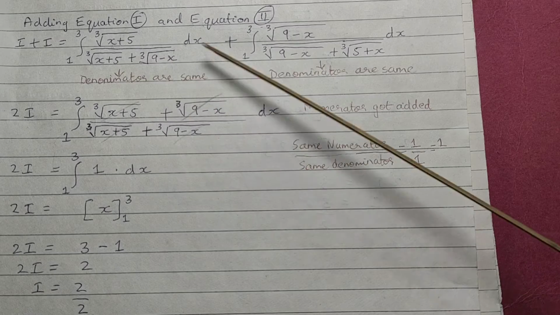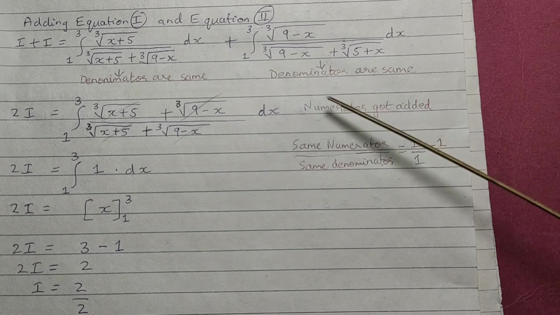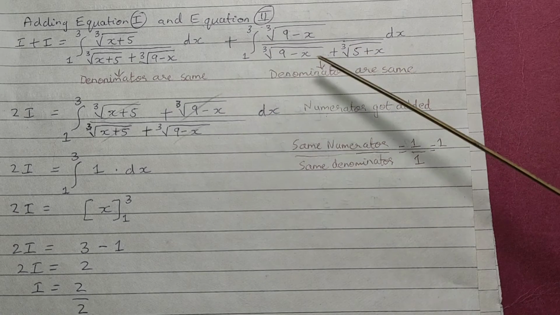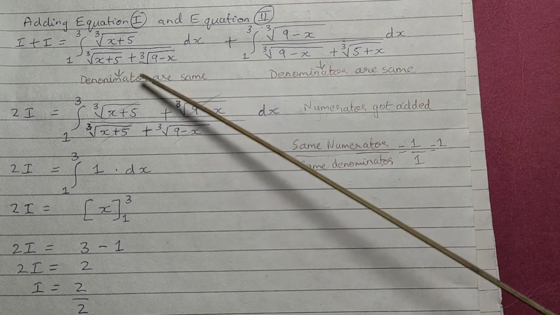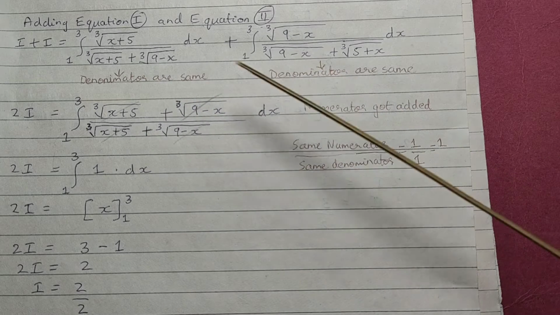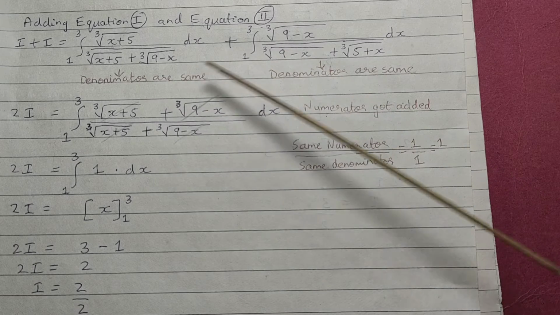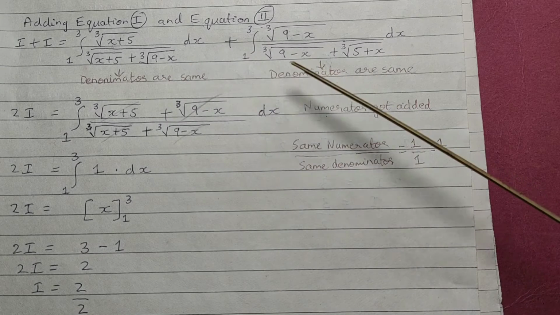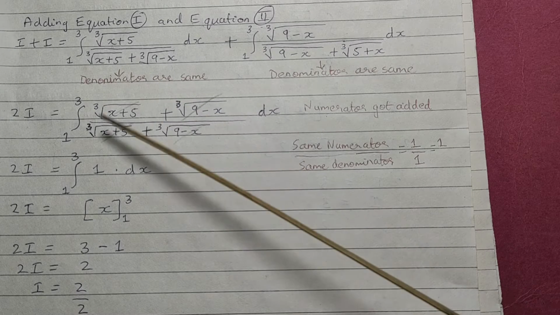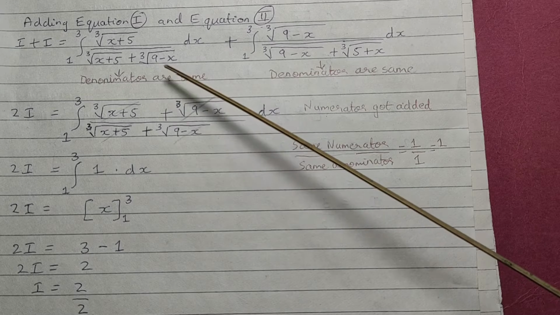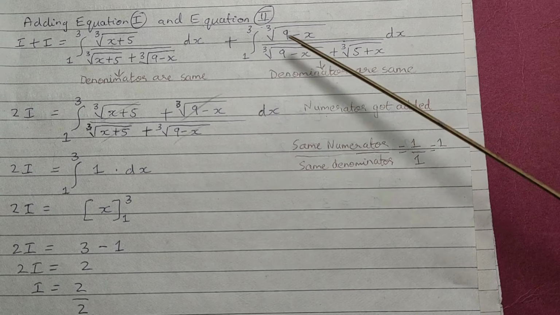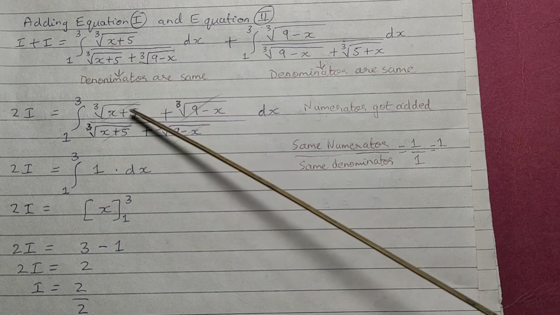So in these two functions, you can see the numerators are the same and the denominators are the same. The denominators which are on the downside are the same. So that is why we write the denominator only once, because on both sides the denominators are the same. So we write cube root of x plus 5 plus cube root of 9 minus x only once. Then the numerators will get added.